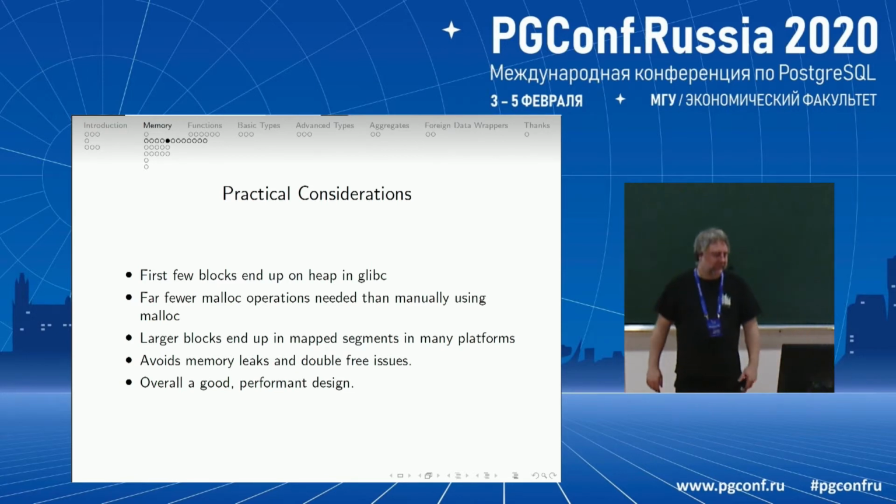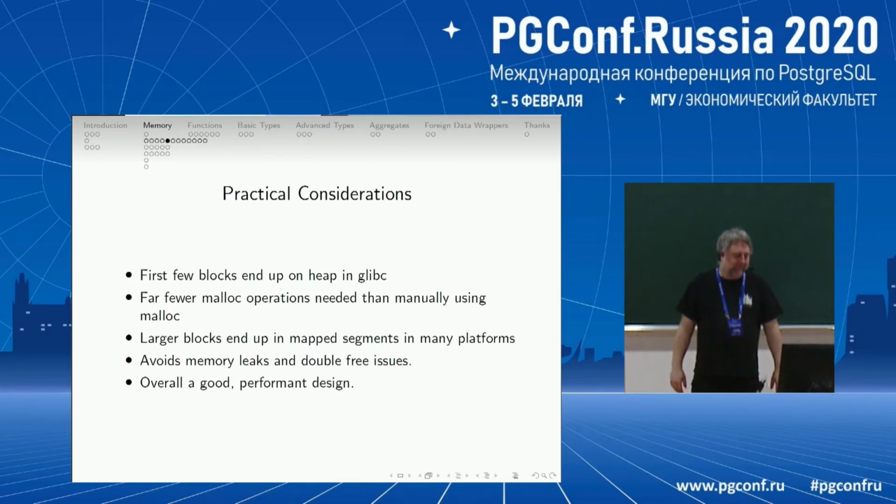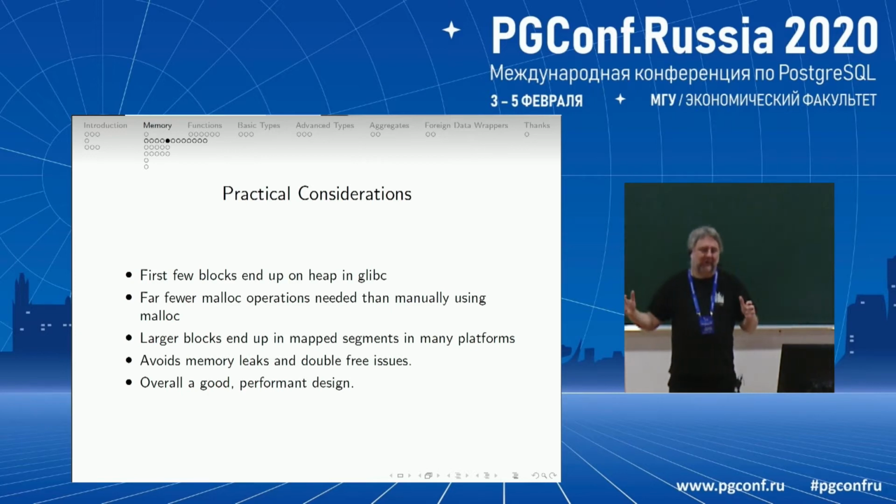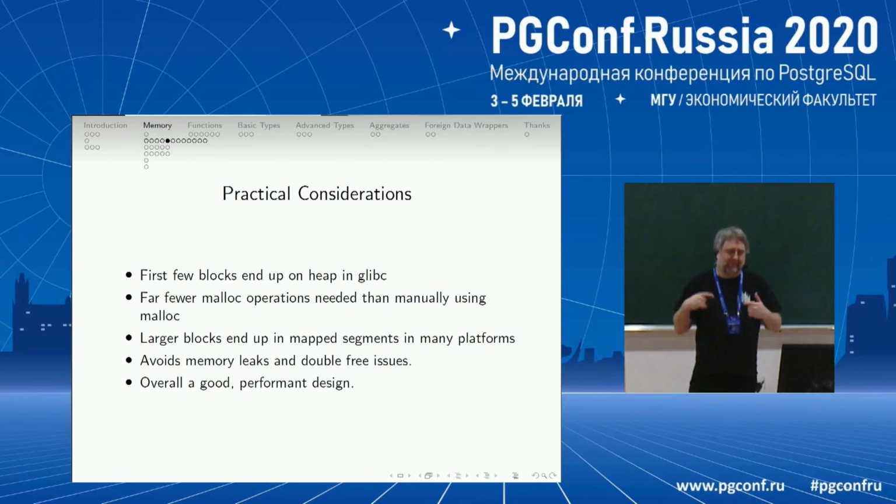So a few practical considerations. The first few allocations end up in the heap on glibc. So you have a lot fewer malloc operations. A lot of these end up getting released back to the operating system properly. And when you get a very large allocation, these end up in anonymous segments. So if you're doing a whole lot of allocations, you're much less likely to fragment your heap on this approach than you are if you're just using straight malloc.